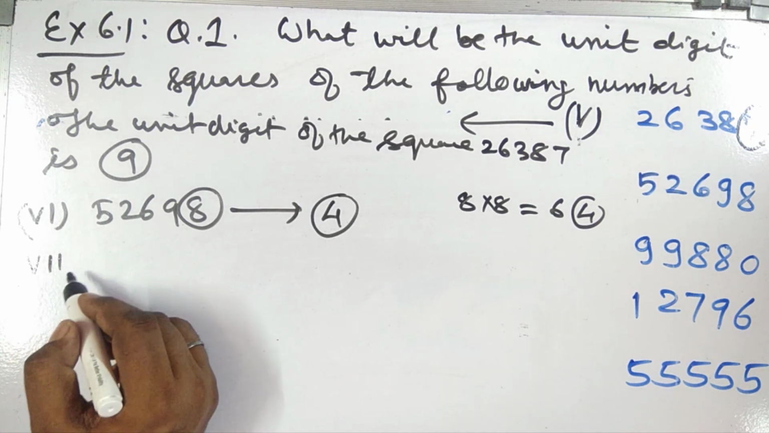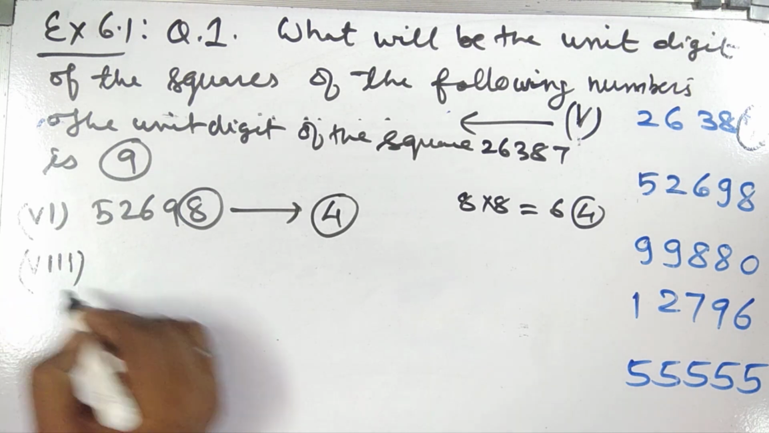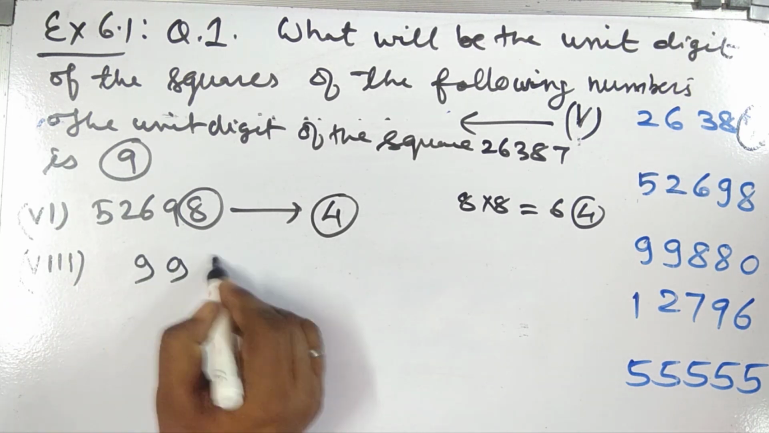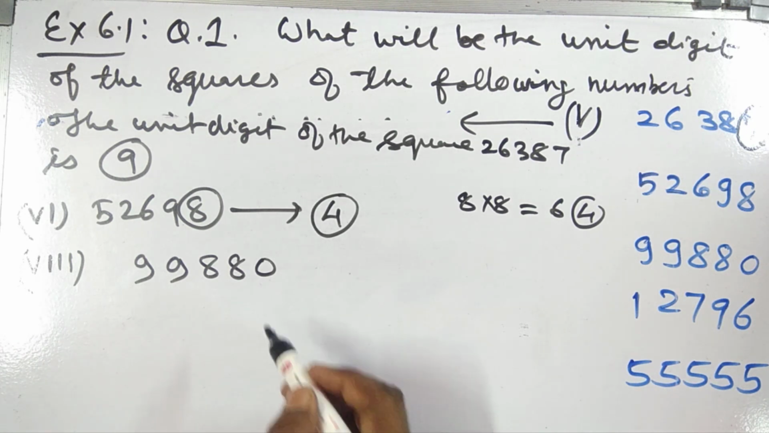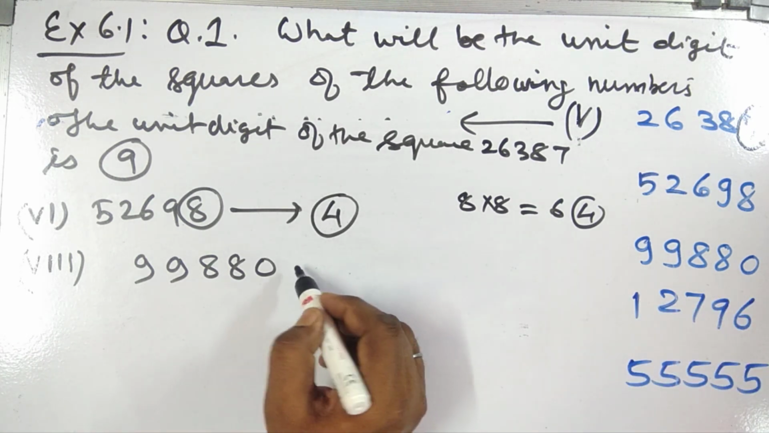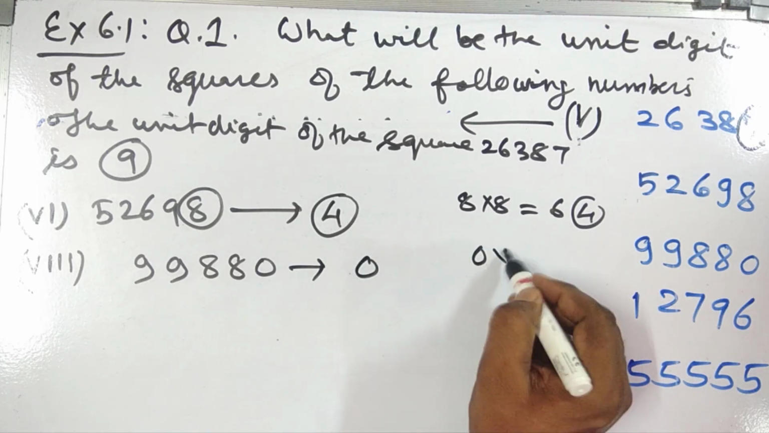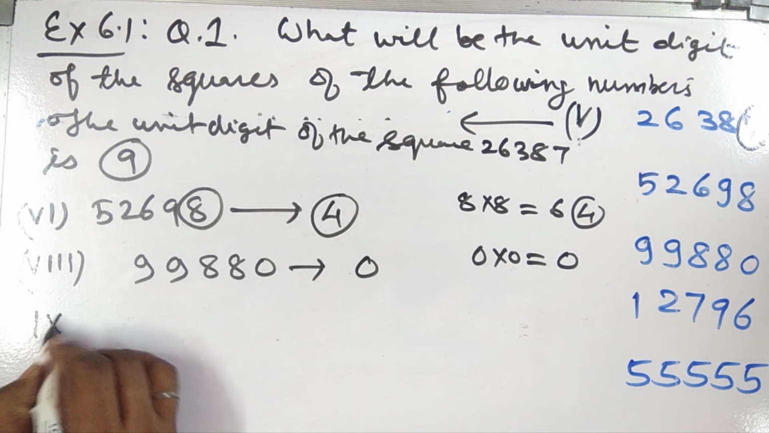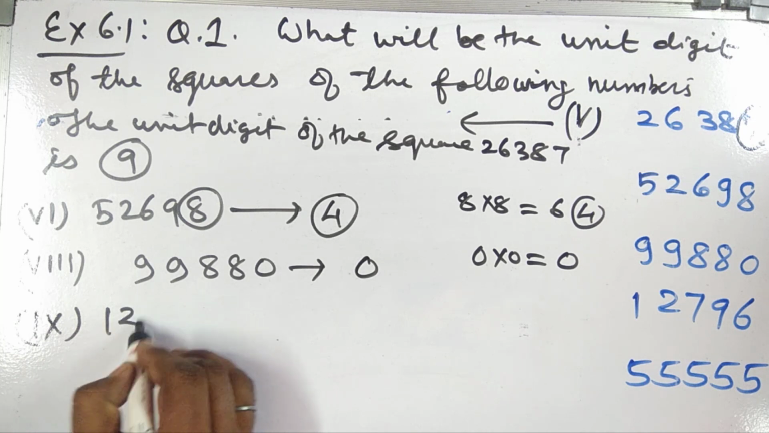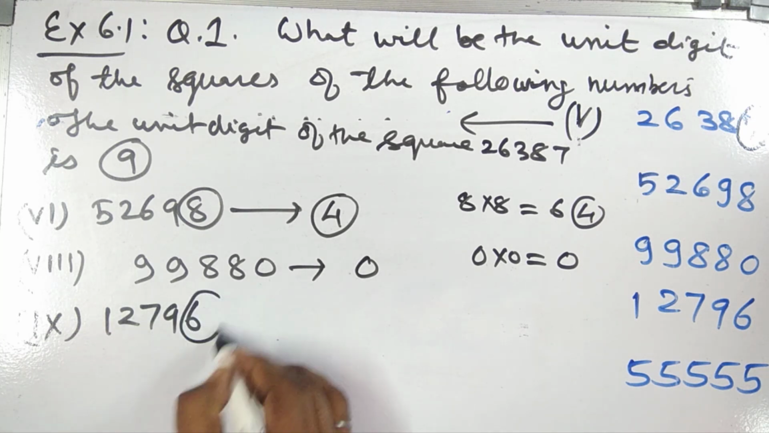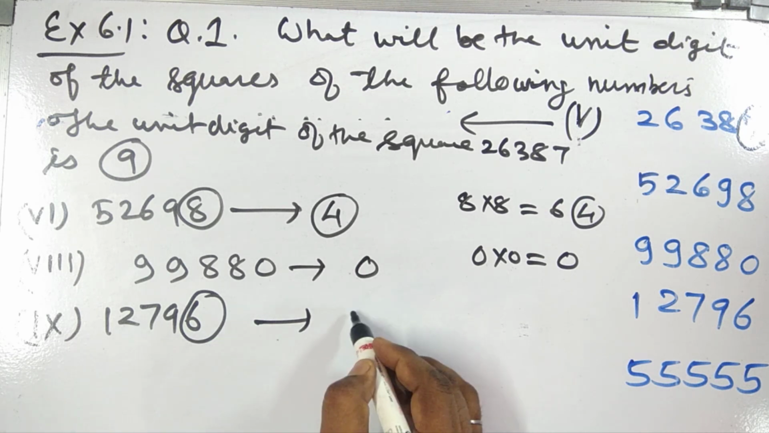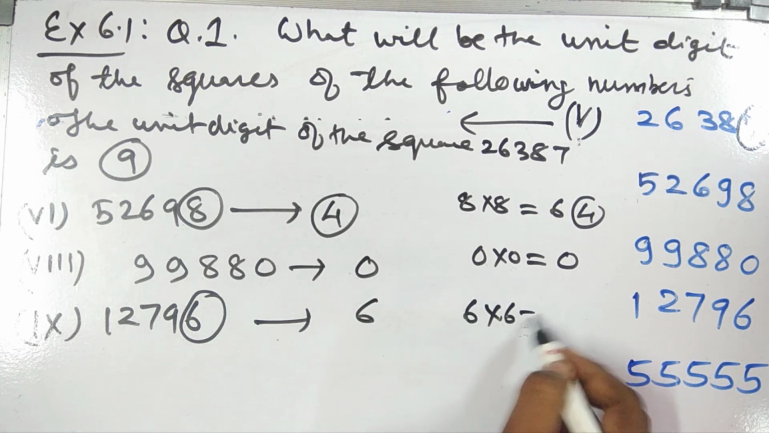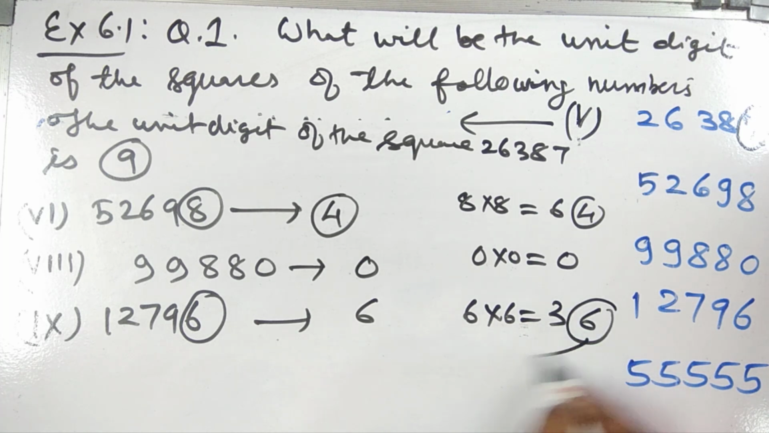In the same way, students, next, eighth one, 99880. In the unit place is 0 because 0 into 0 is equal to 0. So the unit digit of the square number of 99,880 will be 0. And next, students, ninth one, 12796. Unit digit is 6, students. Therefore 6 into 6 is 36. So in the unit place is 6, students.